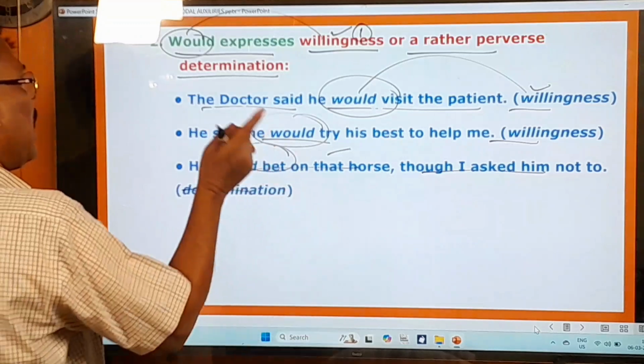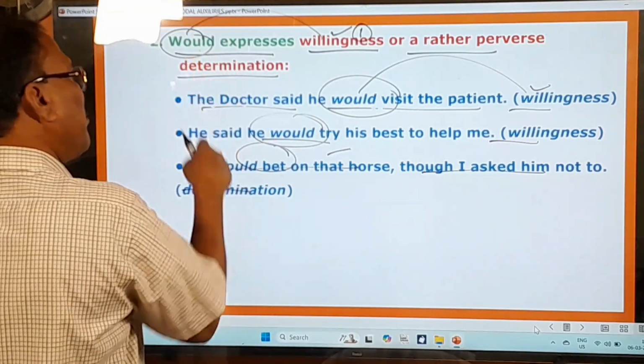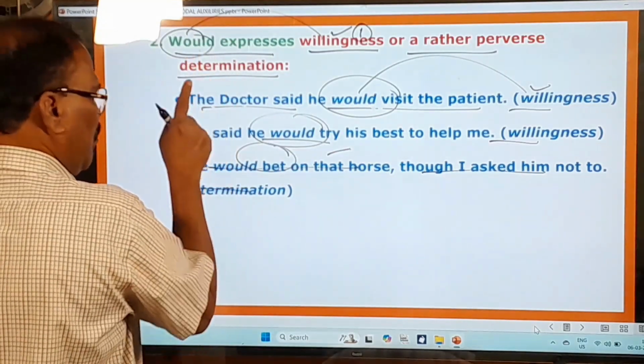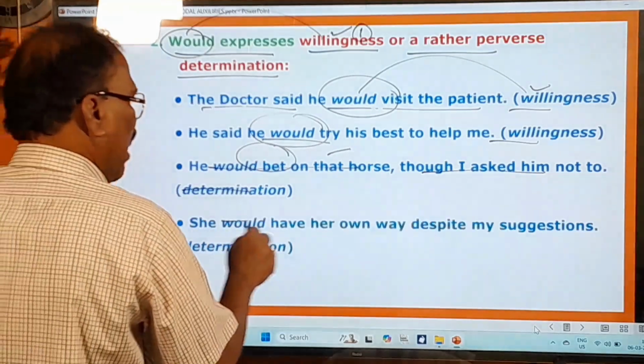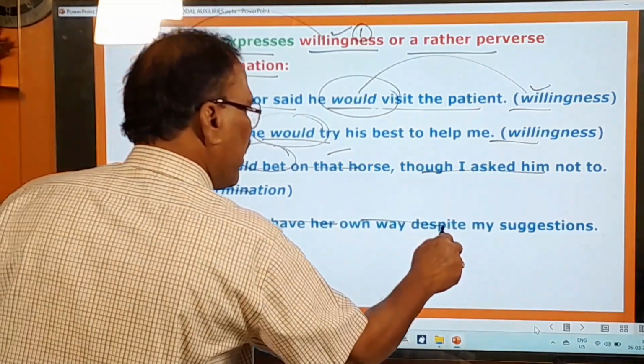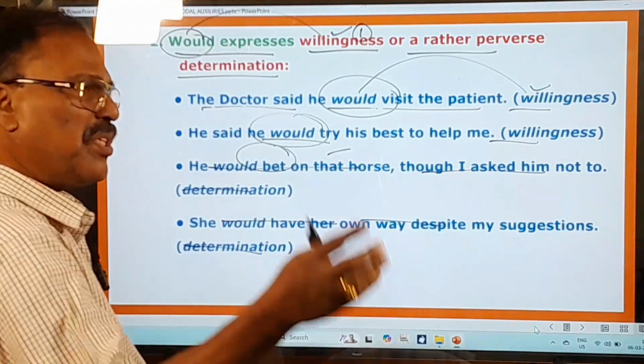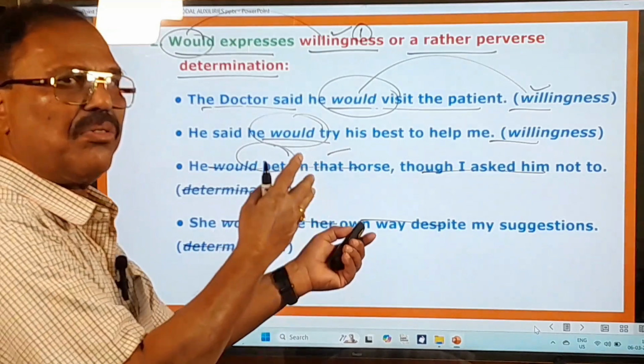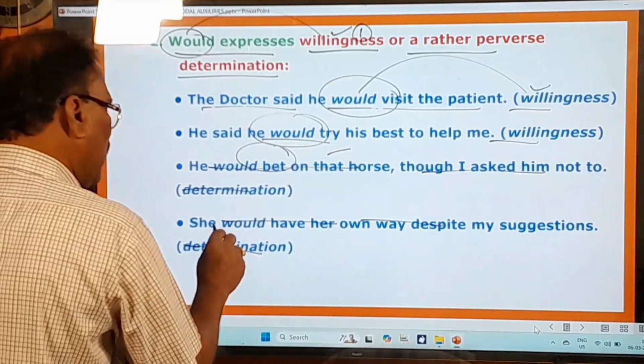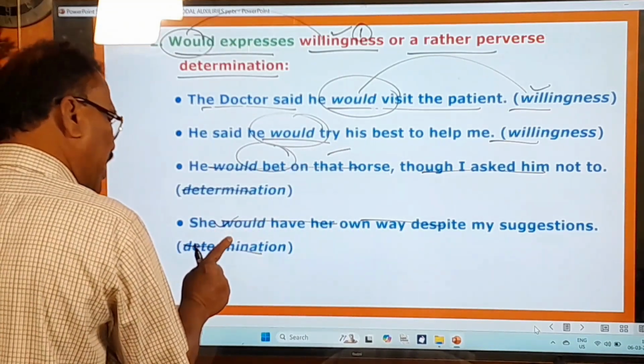So to indicate that perverse determination, we use this would, right? She would have her own way despite my suggestions. That means this indicates her perverse determination, right?